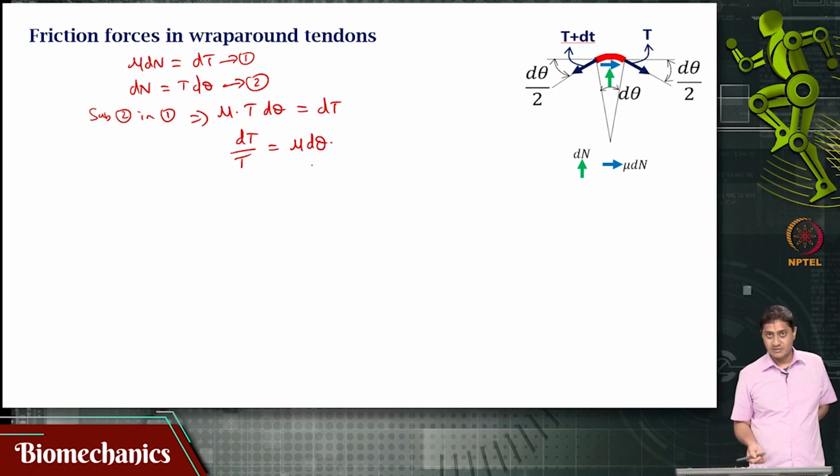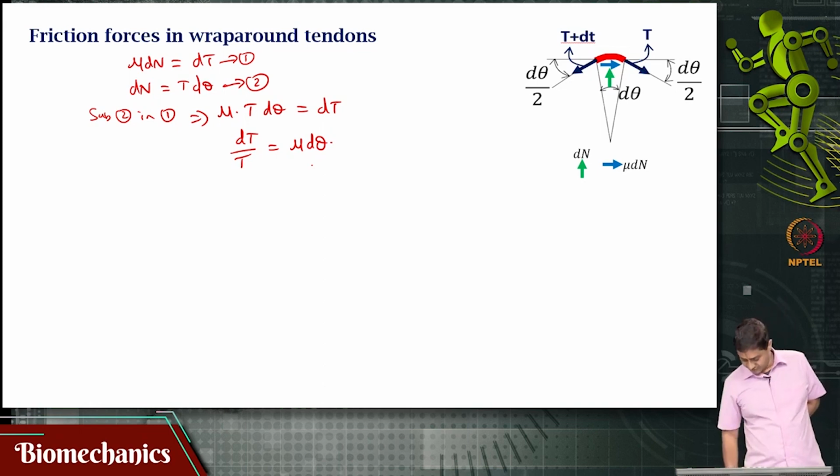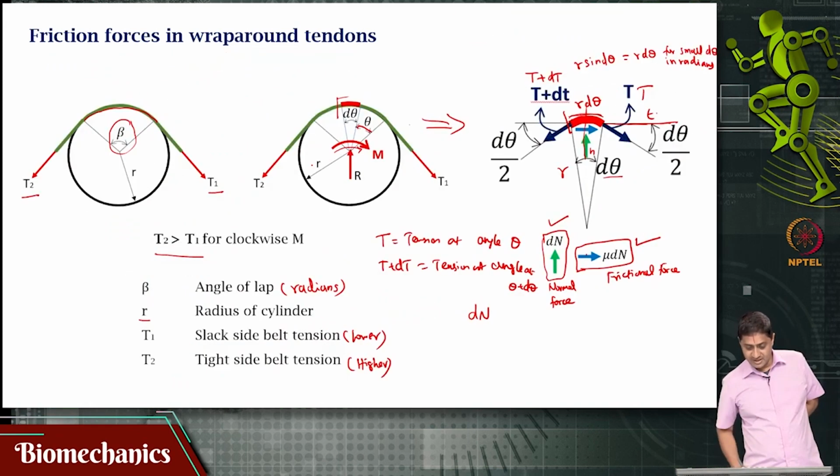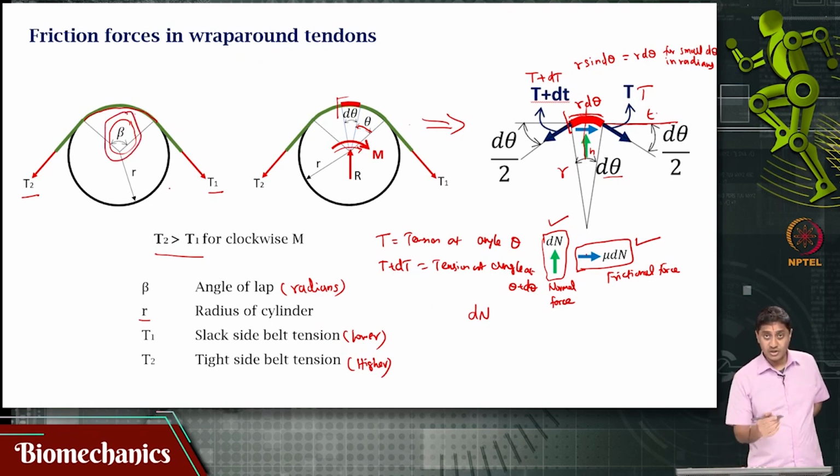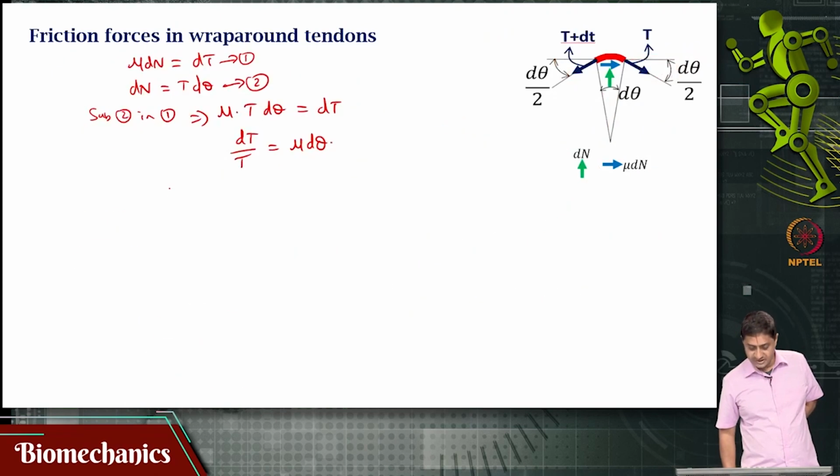Okay. What are the two tensions? T1 and T2. What are the angles? 0 and beta. Remember, when we first formulated, the contact area is known to be beta, is it not? That is the contact area. T1 and T2 are the two tensions. I want to integrate this.